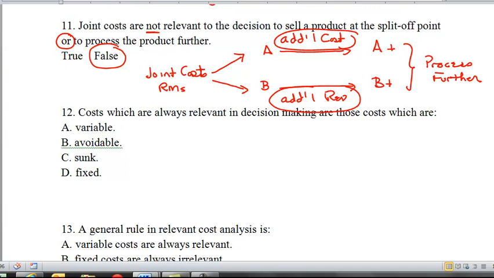Question 12. Costs which are always relevant in decision making are those which are: A. Variable. The problem is not all variable cost is always going to be relevant. B. Avoidable. All avoidable costs are relevant, so that looks good. Sunk are irrelevant. And fixed is rarely. Variable, I would say, is almost always. But the one that always is avoidable.